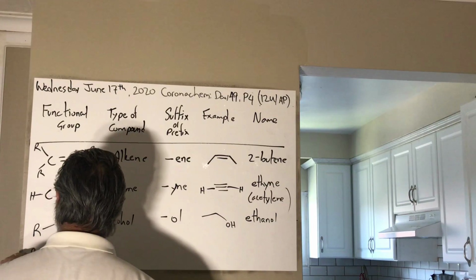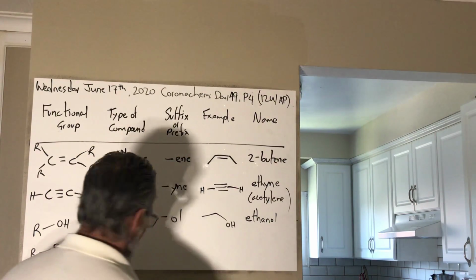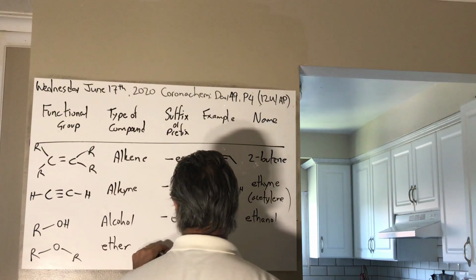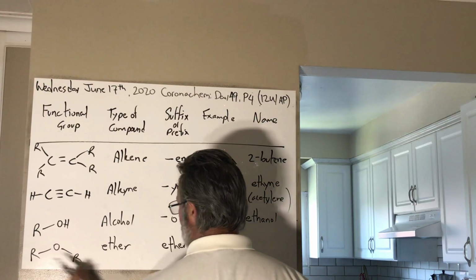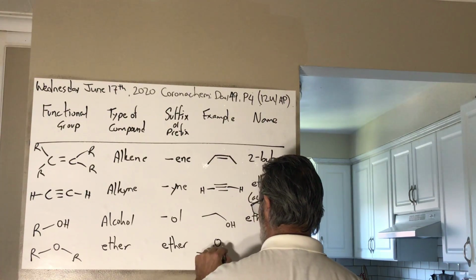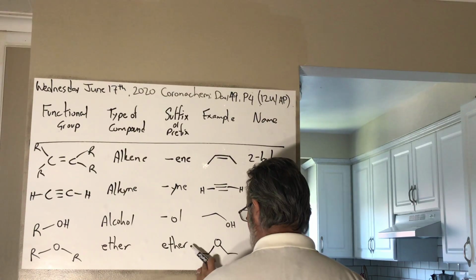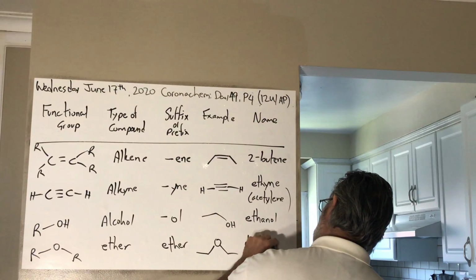If you have 2 R groups attached to an oxygen, then it's called an ether. You just put ether at the end of the name, and you say alkyl, alkyl, ether. So, for example, if you have 2 ethyl groups, here's your oxygen atom, you have an ethyl group on one side and an ethyl group on the other side, so ethyl, ethyl, ether. Or you could say diethyl ether.